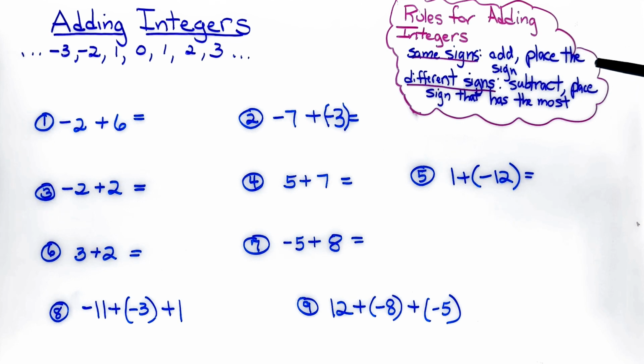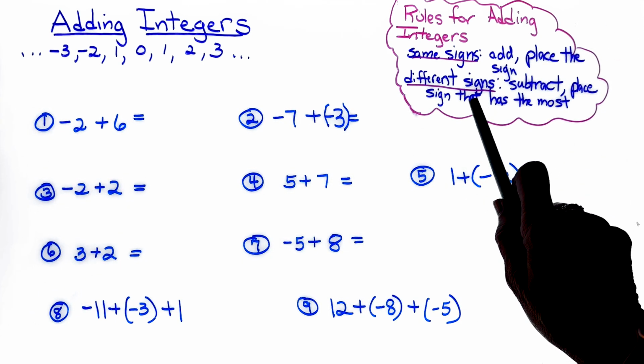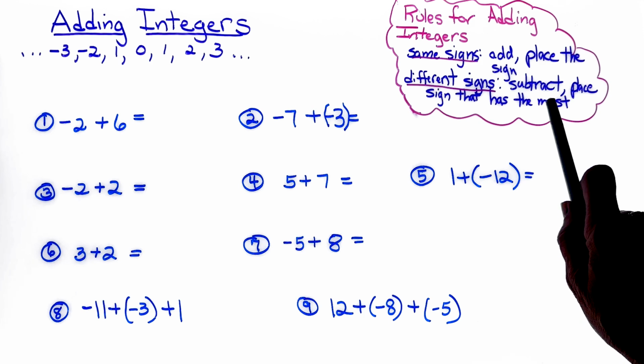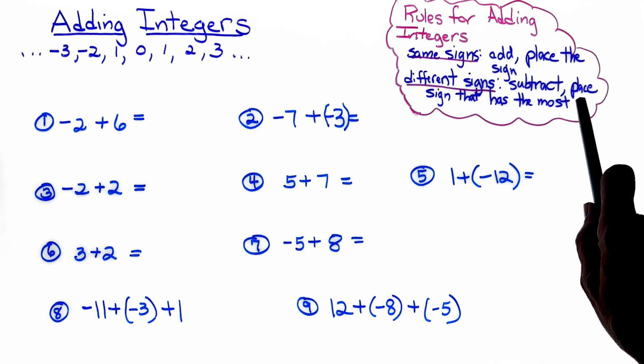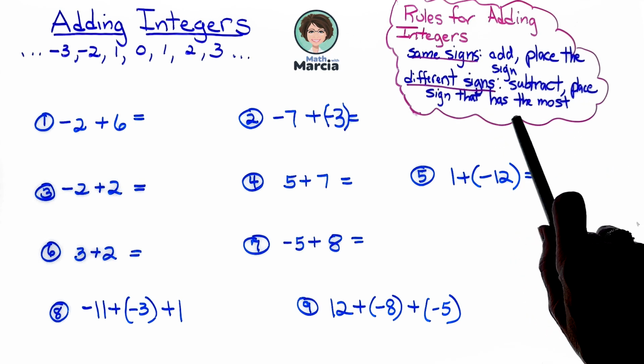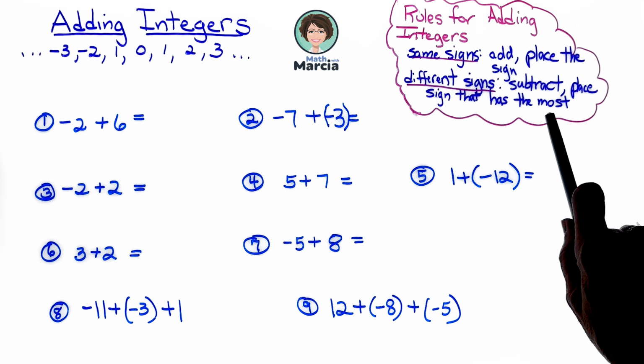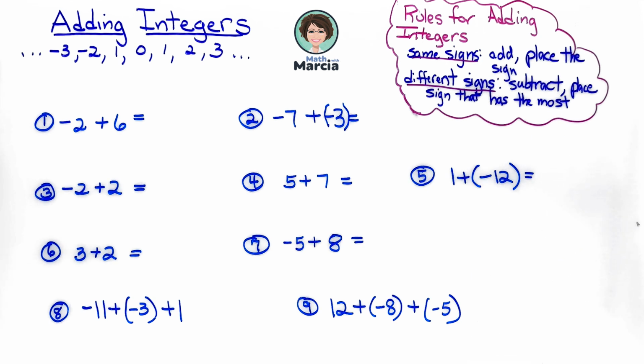The first one states if the signs are the same, just add the two numbers and place the sign. For the second one, if the signs are different, we're actually going to have a little subtraction problem. We're going to subtract the numbers without even thinking about the signs, and then we're going to place the sign that has the most. All right, so let's practice this so that those rules will be easily remembered.